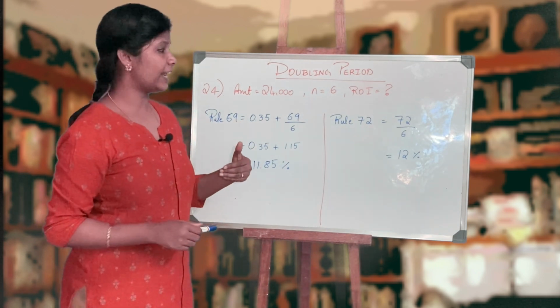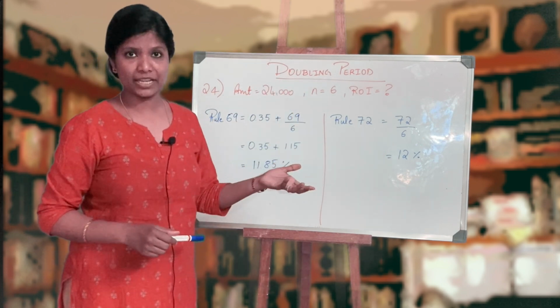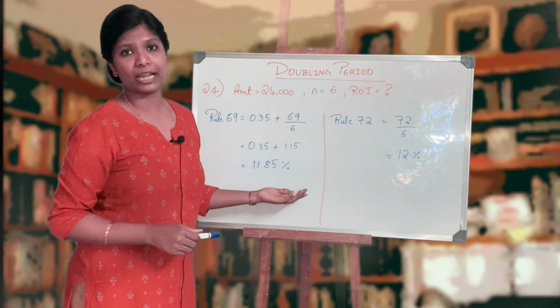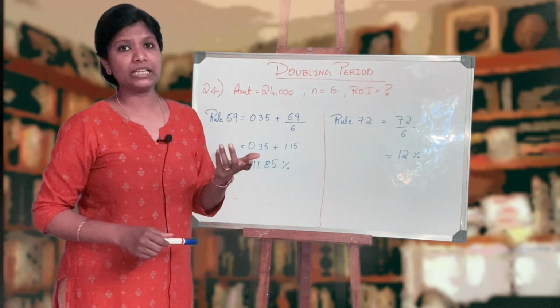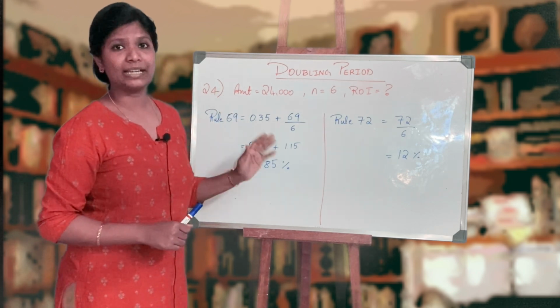If it's the rate of interest they're asking, you answer in percentage. If it's the number of years or time period that they're asking, then you can describe your answer in terms of years and not in terms of percentage. So this completes your concept of doubling period.